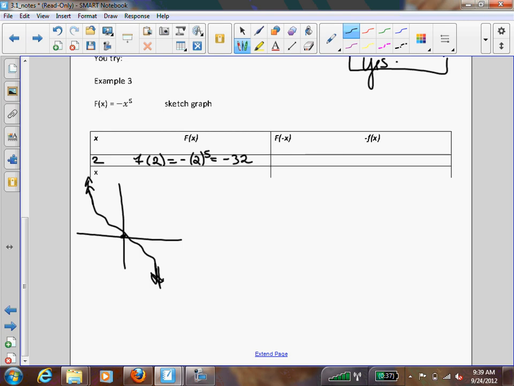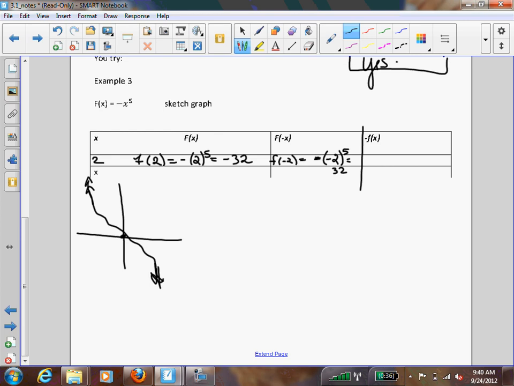Y'all letting me do the thinking here. Negative 32. Okay. F of negative x, that's f of negative 2. That's minus, don't drop your negatives, guys. Negative 2 to the 5th, which is what? So all of this will eventually simplify down to positive 32, right? It's going to be the opposite of negative 32, but then that becomes a positive 32. Are you following my math? You got a frown, Allie.